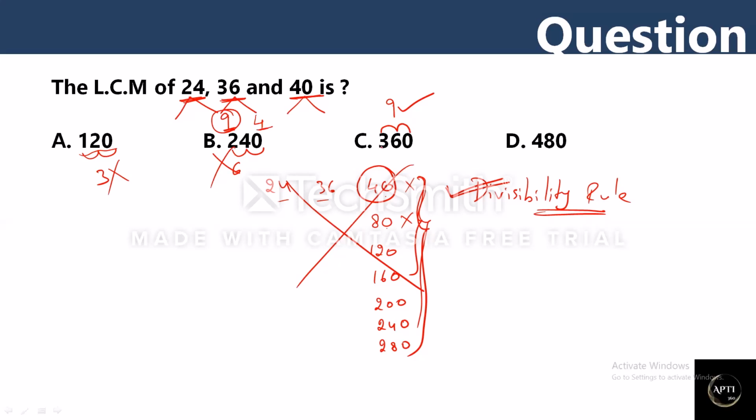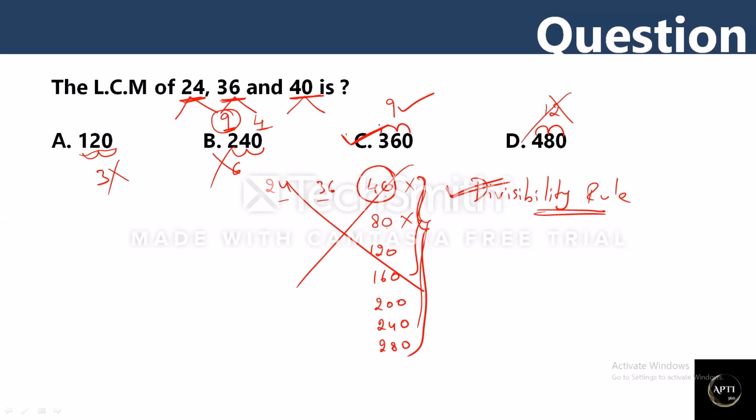But don't fix it until you check all the options. C can be my answer. Now 4 plus 8 plus 0, the sum is 12. So 12 is not divisible by 9. So the only option which is satisfying is C. So the answer is 360.